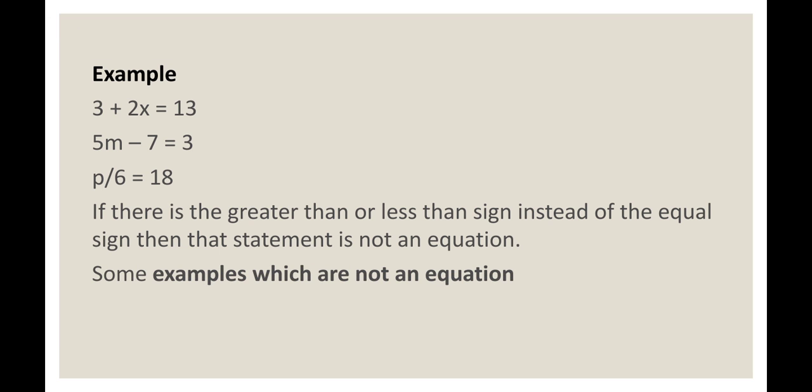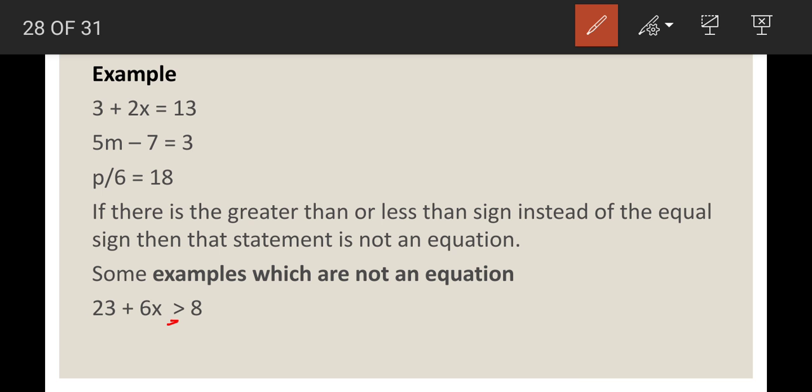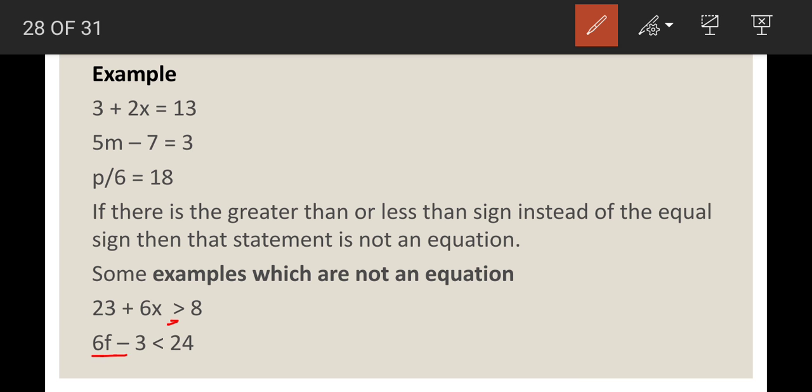So here are some examples which are not equations. That is 23 plus 6x greater than 8. Here it is not an equal sign, it is a greater than sign, so it is not an equation. Look at this one, 6f minus 3 less than 24. Here the sign is less than, so it is also not an equation.